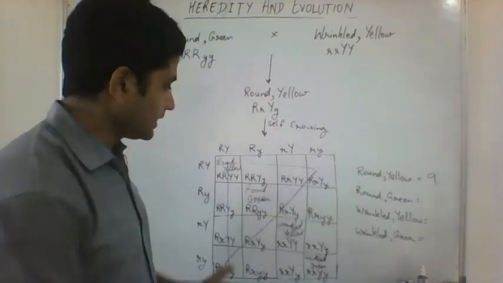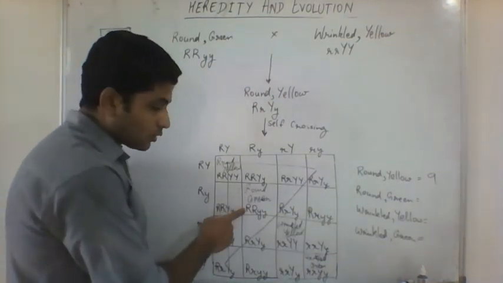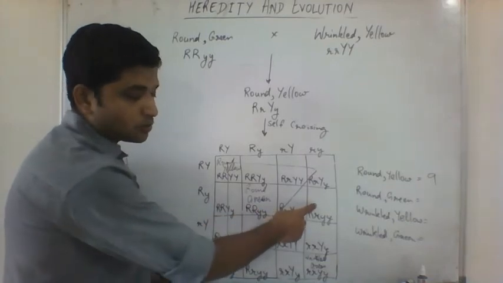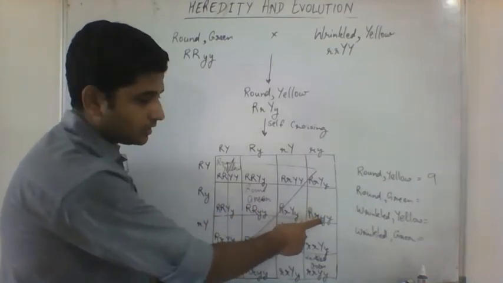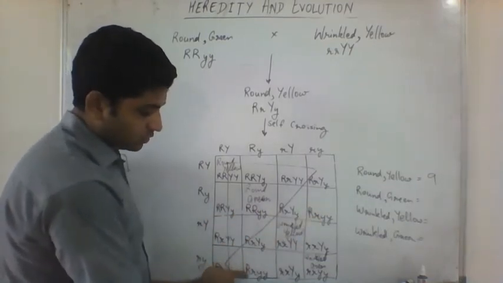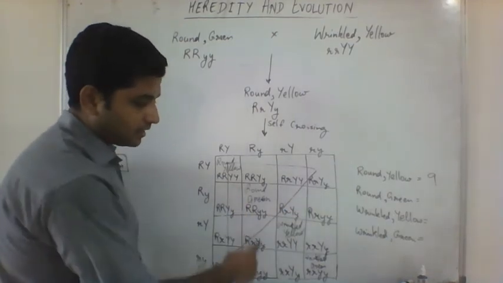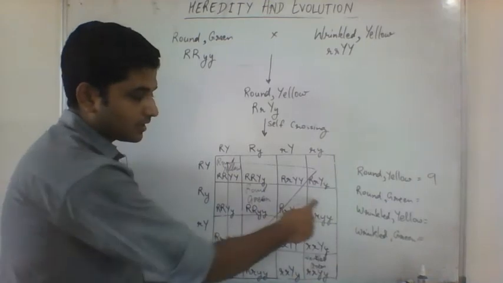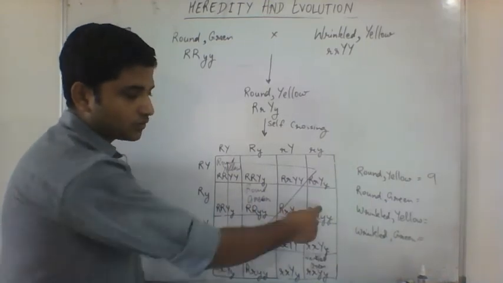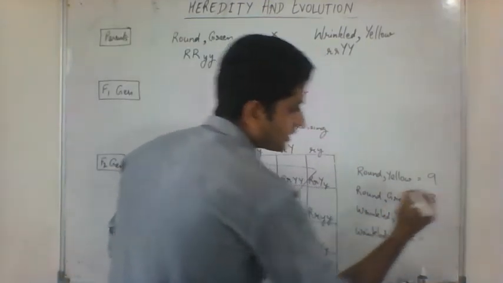Then we have round and green. Let us see round and green. Here round and green, round and green 1. Here also round and green. See, round and green 2. And here also you get round and green number 3. So 3 plants, again a triangle, round and green, round and green, round and green, 3 round and greens.